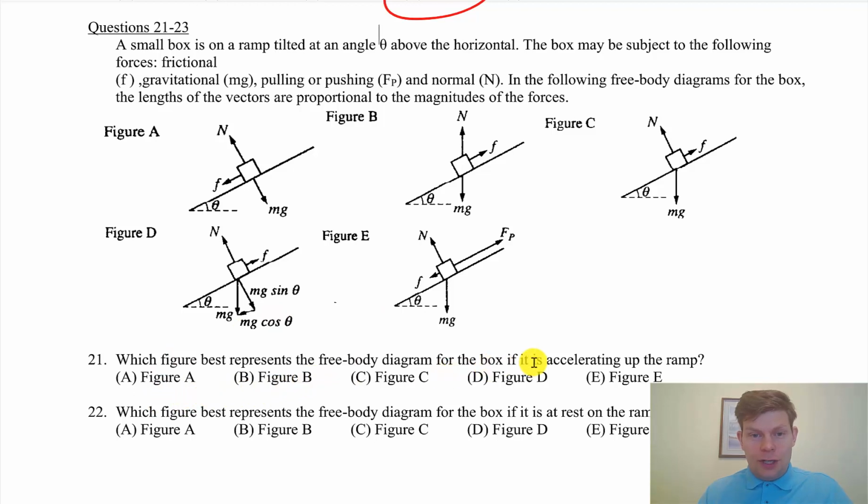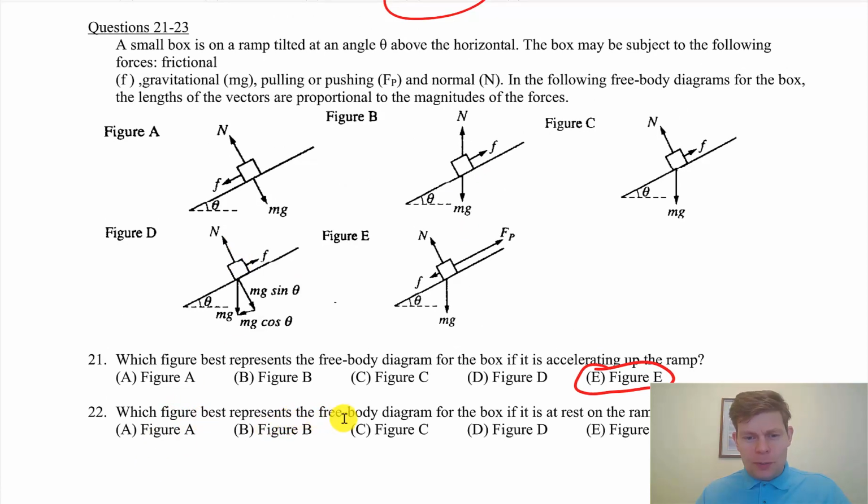If it's accelerating up the ramp, we're going to need some pulling force. It would have some friction force. mg would be straight down, and normal force is straight out of the surface. So yeah, it would just be E. Not too bad, given that it's accelerating up and there's only one where you've got a net force up that is not caused by friction. Friction's probably not going to pull it up unless it's on a conveyor belt or something.